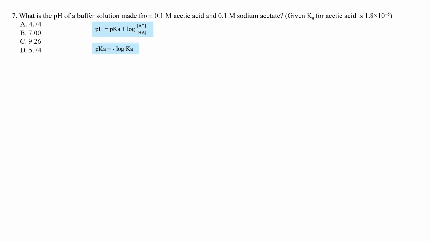What is pKa? pKa is equal to negative log Ka. So the Ka value is given in the question. Let's calculate pKa first. pKa is equal to negative log 1.8 times 10 to the negative 5. After you solve this, the value is 4.74. Now let's apply the Henderson-Hasselbalch equation. pH is equal to pKa 4.74 plus log of conjugate base concentration 0.1 divided by acid concentration 0.1. So 0.1 cancels, the answer is 1. Log 1 is 0. Then pH is equal to 4.74 plus 0, same value. pH is equal to 4.74 in this buffer solution.